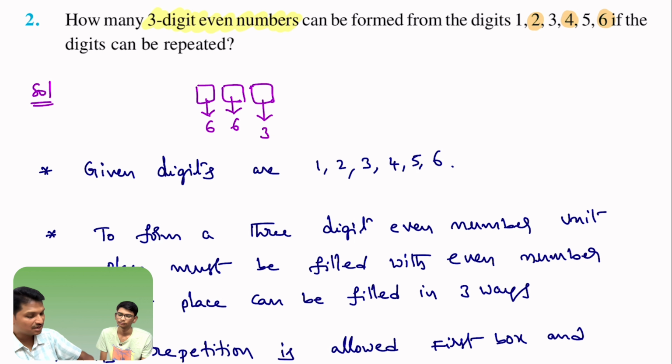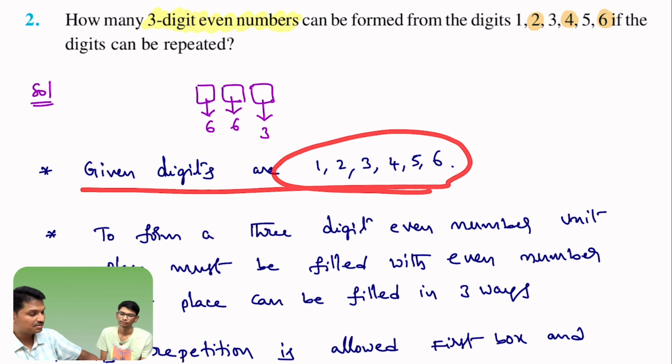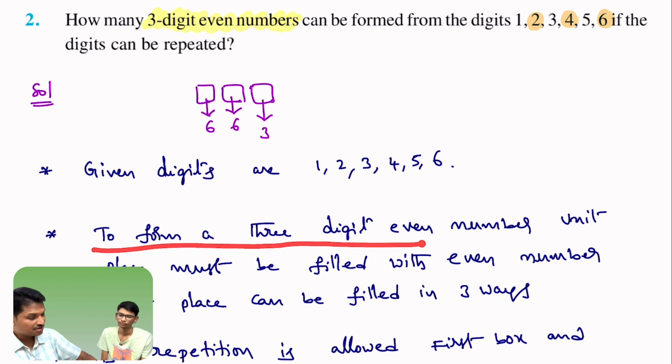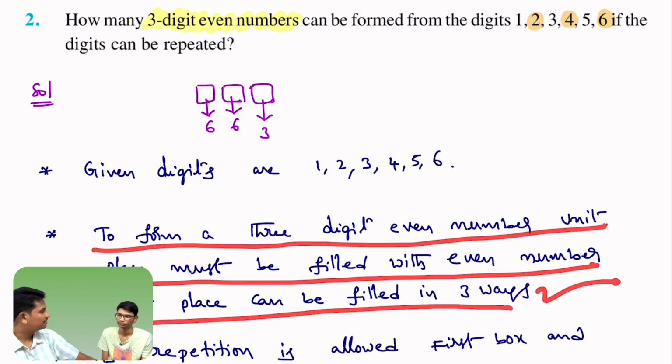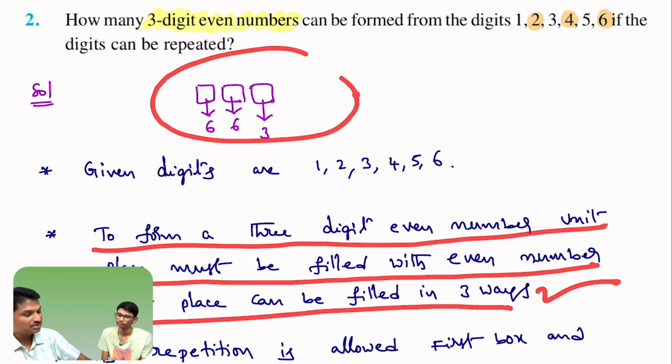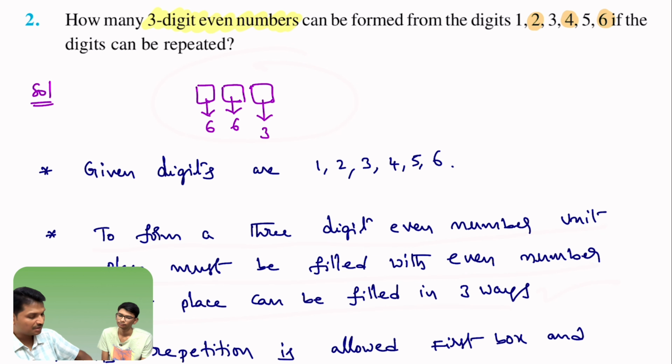And the steps you need to write like this. What are the given digits? 6 digits are given. To form a 3-digit even number, the units place must be filled with an even number. So the units place can be filled in how many ways? 3 ways. You need to write this step in the board exam. In objective, this is the easiest one actually. 6 into 6 into 3, you will get the answer. Right? First step clear?